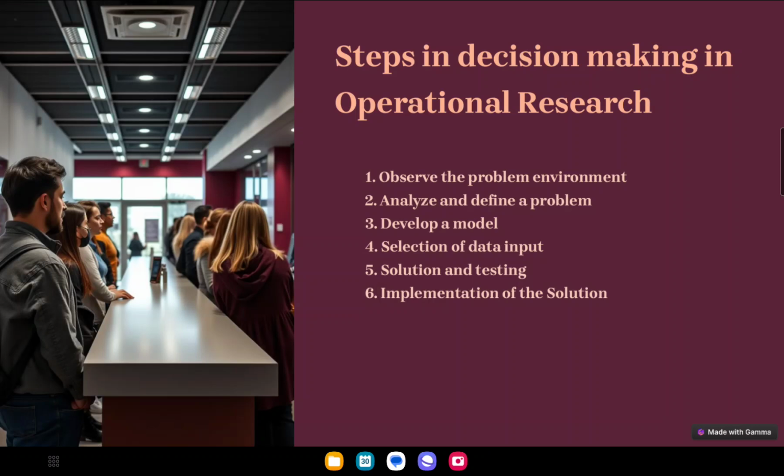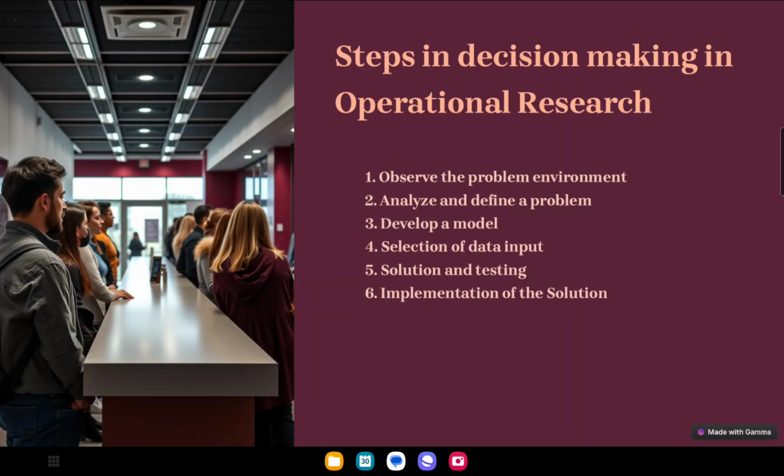Now let's discuss the steps in decision making in operational research. First in line, we need to observe the problem environment. Understanding the context and gathering the relevant information is the very first step. Then we need to analyze and define the problem so that we clearly identify the issue to address.